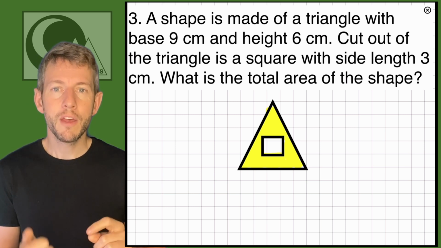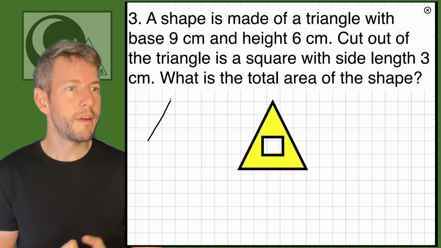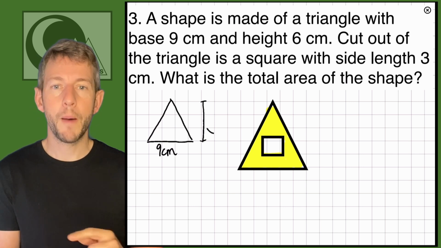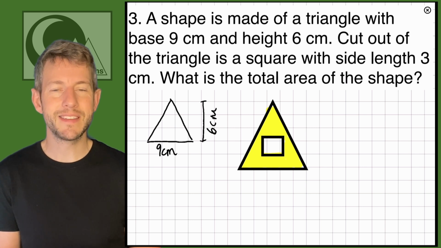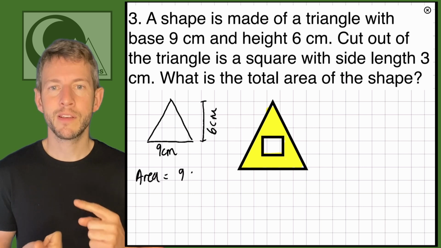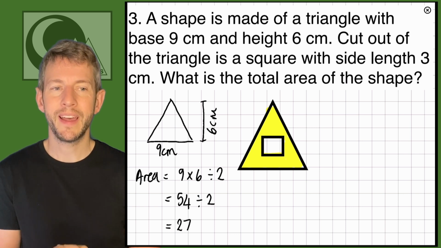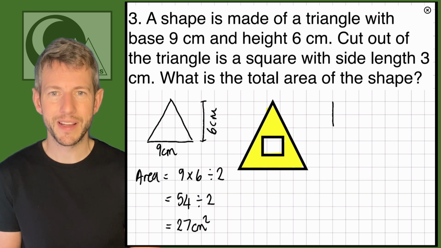Okay, so first of all, let's look at our triangle. Very straightforward. We've been told the base, we've been told the height. So we've got a base of 9 centimeters and a height of 6 centimeters. So 9 times 6 is 54. 54 divided by 2 equals 27 centimeters squared.